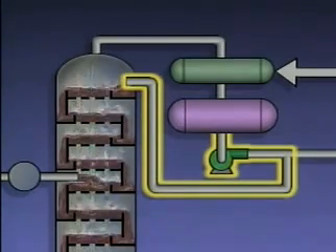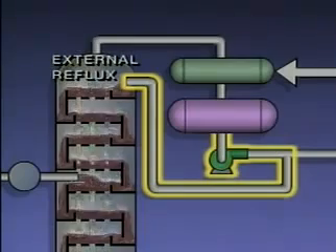The liquid that's reintroduced into the tower is called external reflux. Because it consists of liquid that was cooled in the condenser, the external reflux is cooler than the liquid in the top of the tower. Temperature control is crucial to the operation of a distillation system.